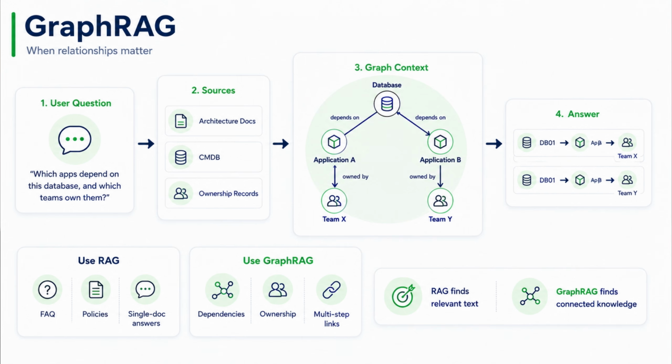So a simple way to remember this is normal RAG is good when you need the right document or the chunks, but graph RAG is useful when you need to understand how the different findings are connected. It adds a relationship layer on top of the knowledge retrieval so that the model can work with a more connected view of the information. Now let's talk about agentic RAG.